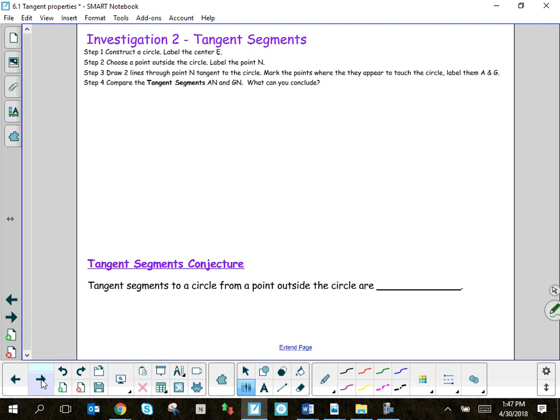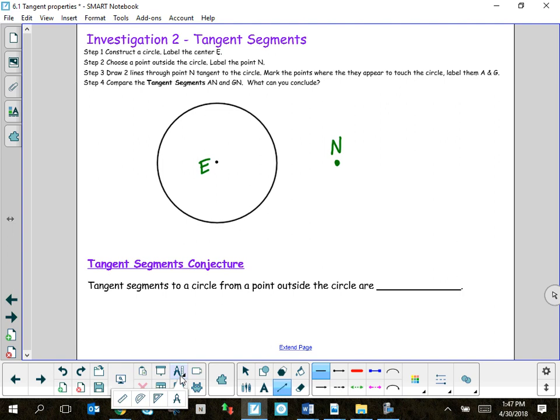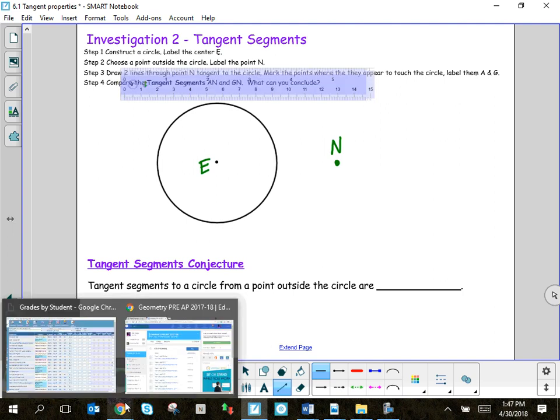Okay, second conjecture. So let's construct a circle and label the center E. With your compass, make a circle. This is going to be circle E. Let's pick a point outside the circle, call it N. And then it says to make two tangents that go from the circle through point N. So two tangents.